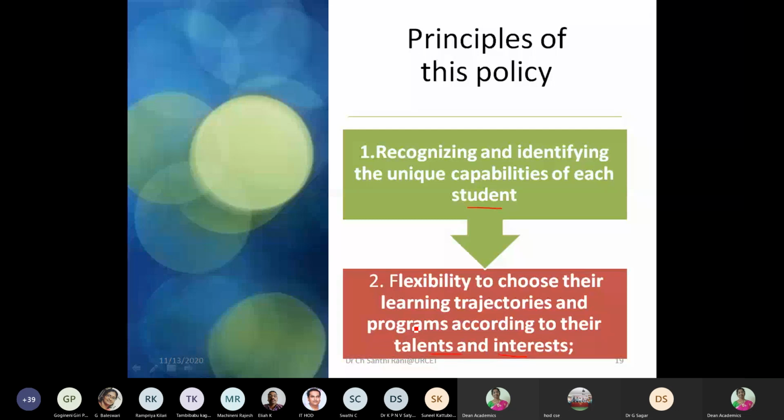So now, according to our previous educational system, of course, in the next slides, I'm going to discuss what are the present problems that our country is facing. So let me move a little bit faster. Flexibility to choose their learning trajectories and programs according to their talents and interests. So students are going to have more flexibility. That is the main principle behind NEP 2020. And we are going to recognize and identify the capabilities of each student.